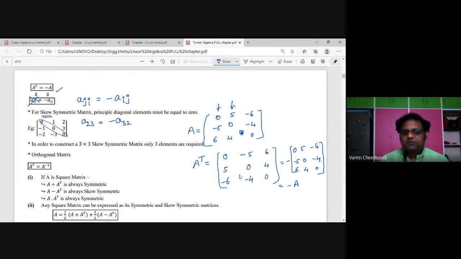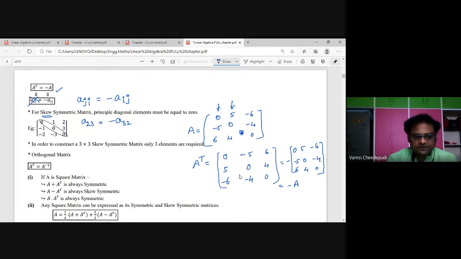Yeah, students, remember when you are preparing the skew symmetric matrix, the principal diagonal elements must be zeros and the other elements must be like Aji is equal to minus of Aij. Yeah, you need to take the additive inverse.